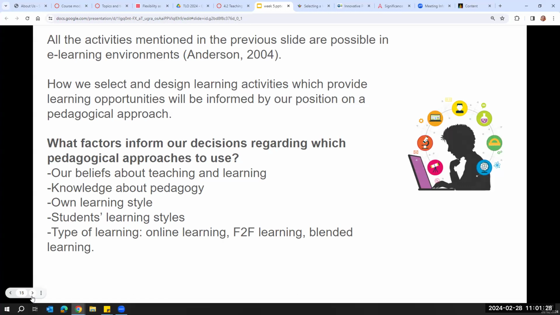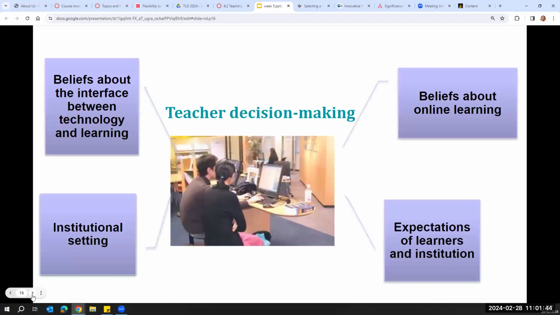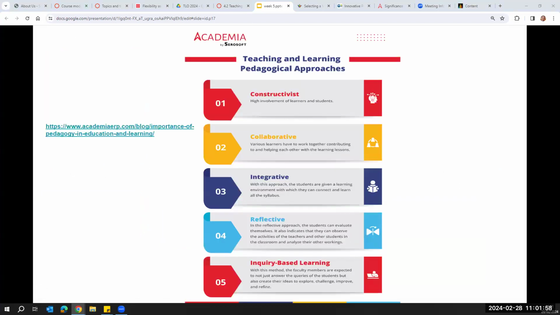Whether this type of learning is going to be face-to-face, hybrid, completely online, or blended, all of these factors will inform your decision making. And this is, again, just to revisit the figure that Peter and myself showed you in the past few days. It's always about having an understanding that these are factors that will influence that decision making. So what are the pedagogies that we can talk about?